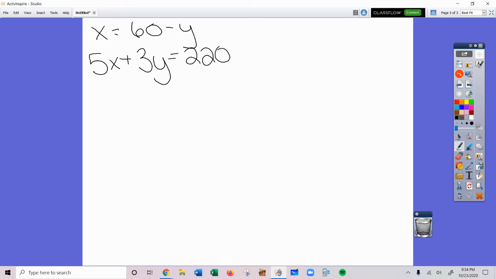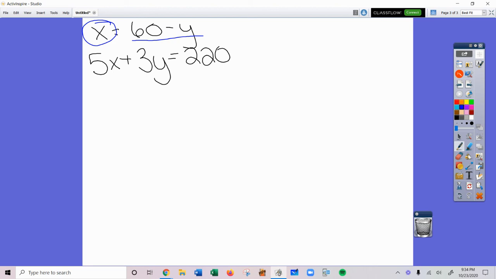Let's look at one more example here. Let's say we have x equals 60 minus y, and 5x plus 3y equals 220. Which variable would we circle first? We should have picked x, right? Because that's the one that's by itself. Okay, and so we're going to underline what it equals, which is 60 minus y.